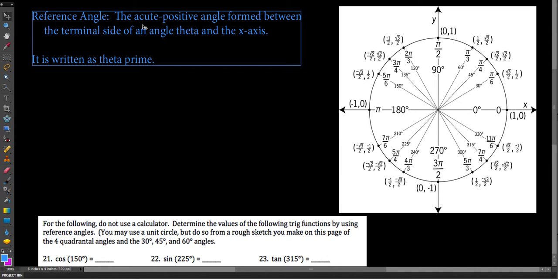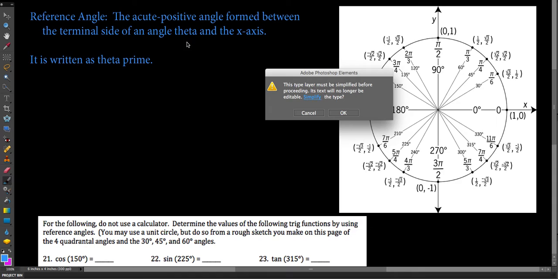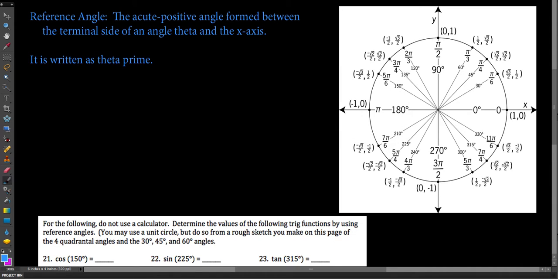Its definition is the acute positive angle formed between the terminal side of an angle theta and the x-axis. One thing worth mentioning here is that it's formed between the terminal side of angle theta and the x-axis, but we also write it as theta prime. Really quickly, I just want to talk about notation here. If theta is our angle, then this theta prime is just our reference angle. And again, it's our positive acute angle formed between the terminal side of an angle and the x-axis.